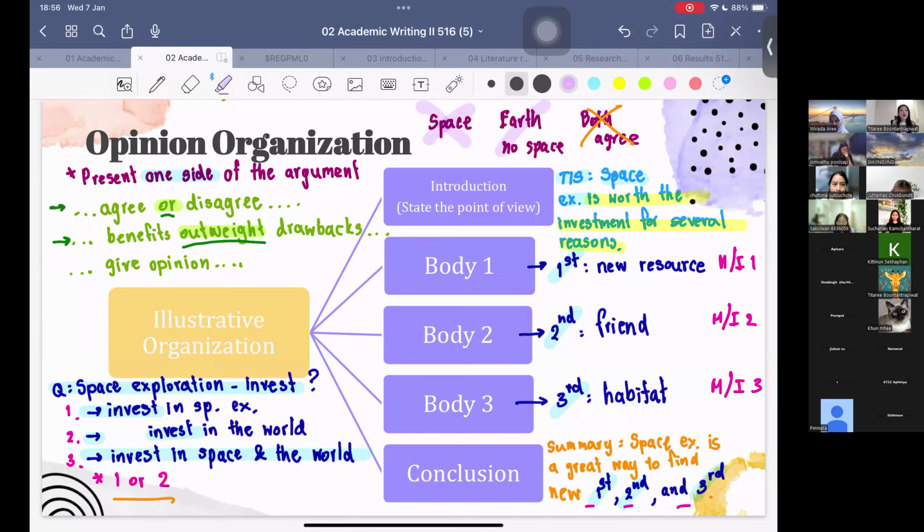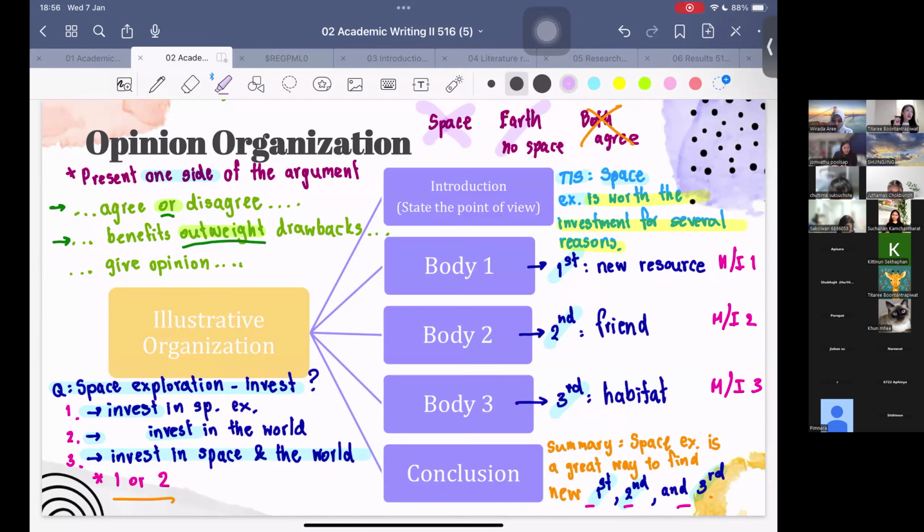And yes, the reasons are somehow related together because they're under the same group. So for each body paragraph here in the illustrative organization, you can start with the first reason, the second reason for body paragraph 2, and for the third paragraph, you can start with finally or the third reason. That is okay.